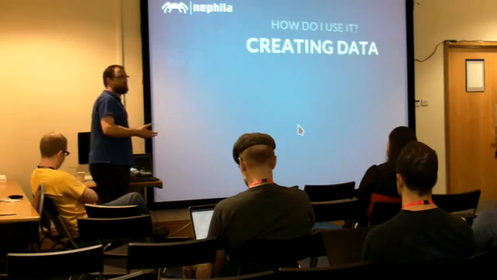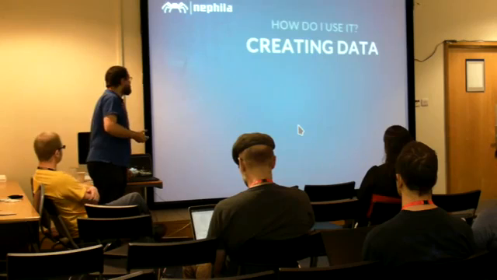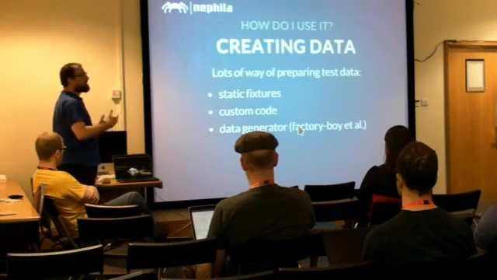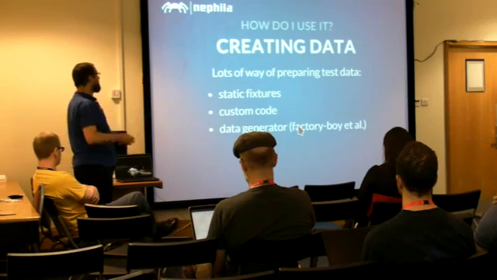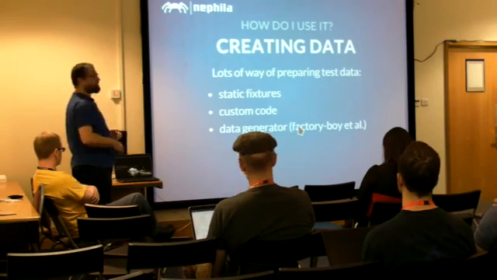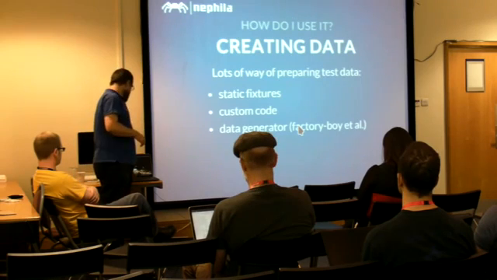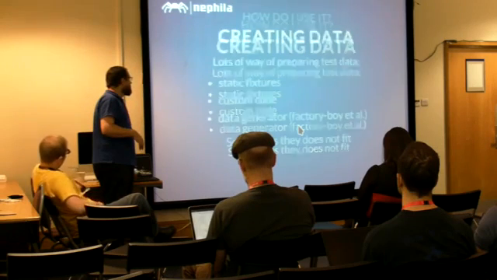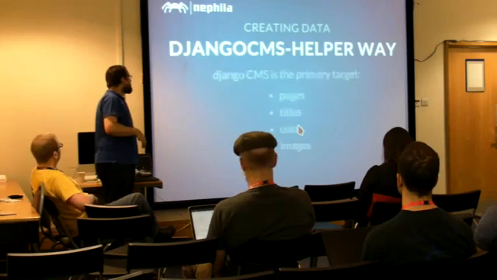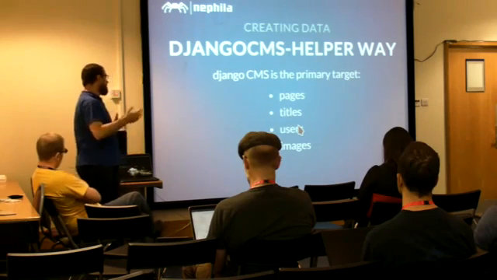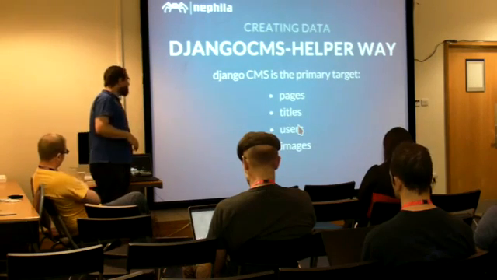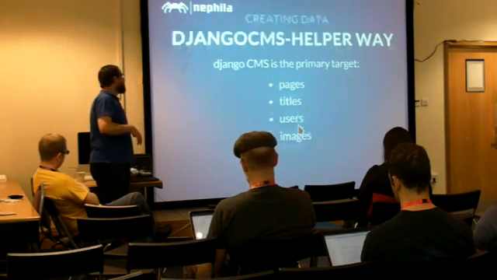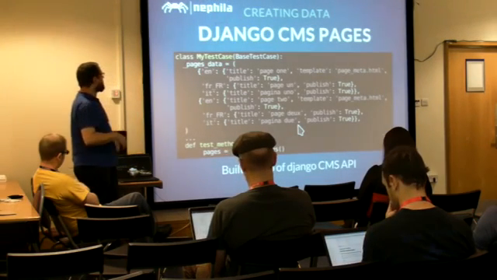And then there is the creating data, because you need data to test your application on, and there are a lot of ways to create data: static fixtures, custom code, or data generator. But sometimes they are not the best solution, especially for Django CMS applications. And so, by using the APIs and low-level APIs of Django CMS and Django, there are methods to create data automatically, not really automatically, but to create data.